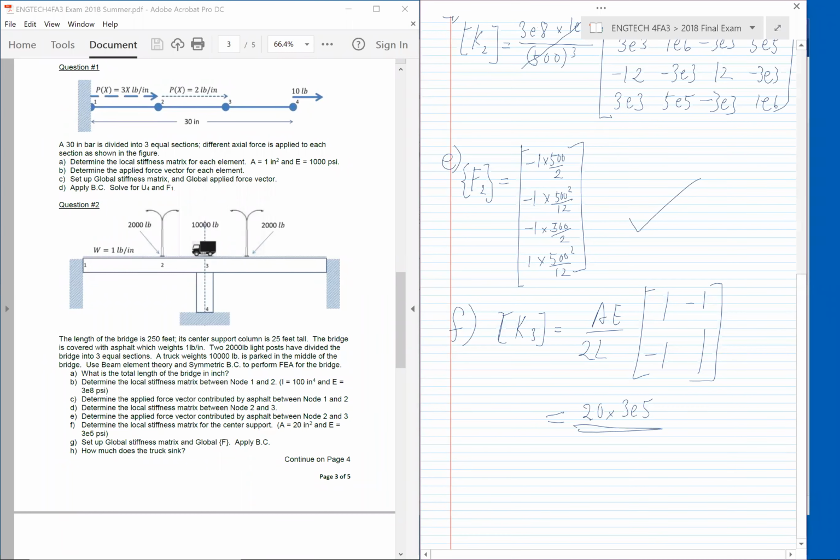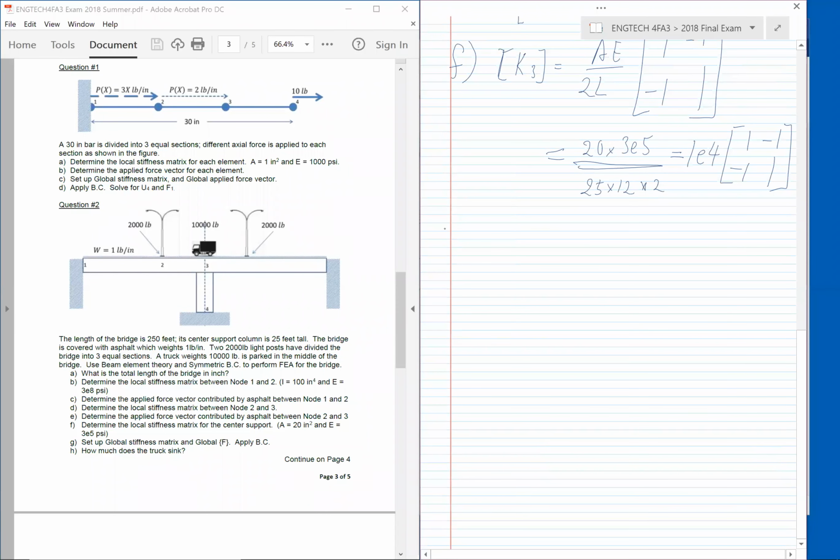And then the length is, how high is the column? Oh, the column is 25 feet. 25 times 12, and then divide by 2, split it. So it is 1E4. Perfect. Now we have all the ingredients. Let's cook the dish. Wow, what a mess.